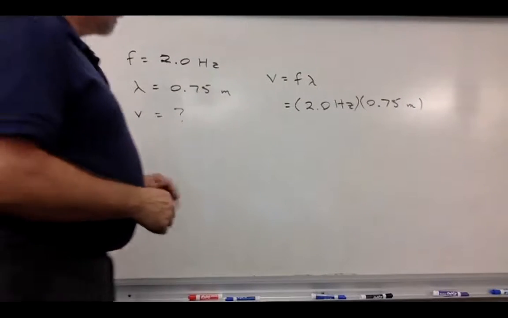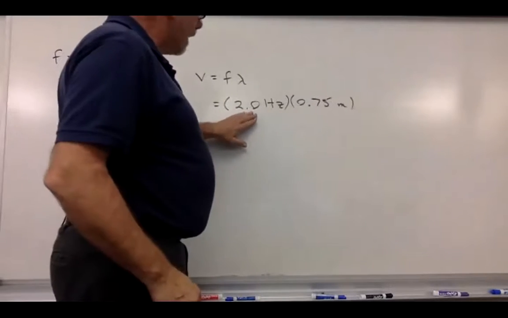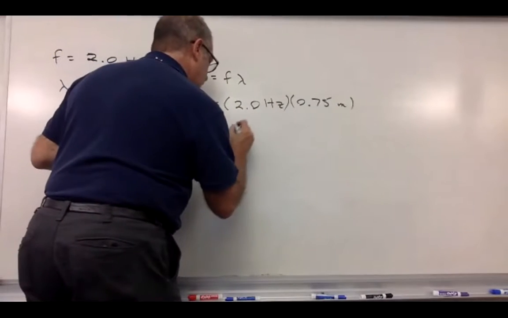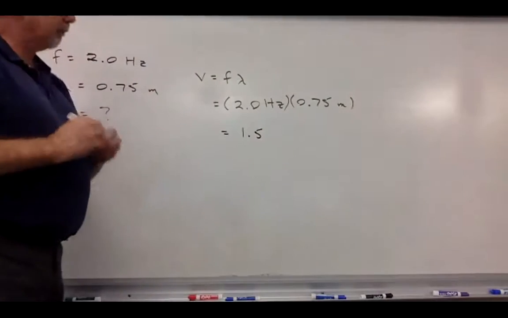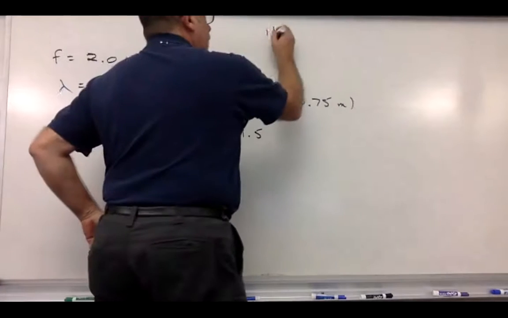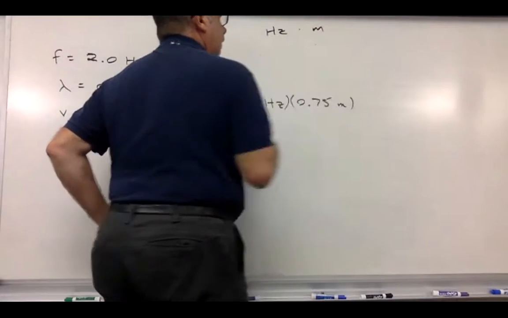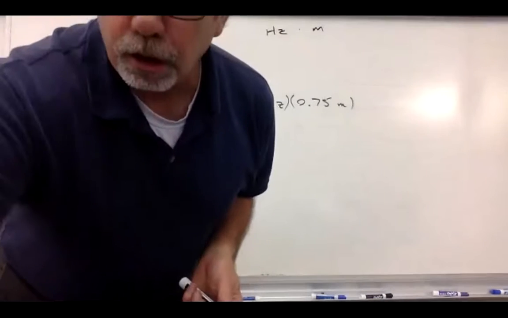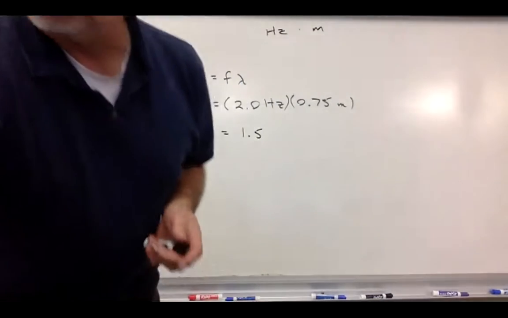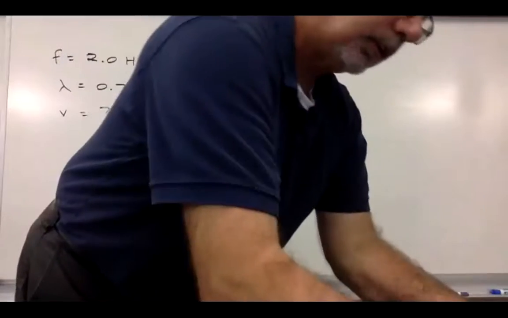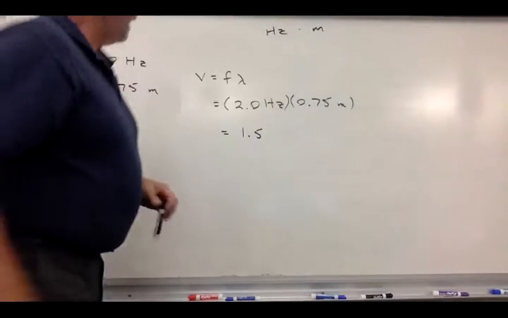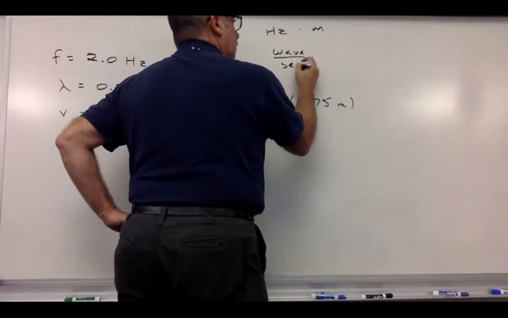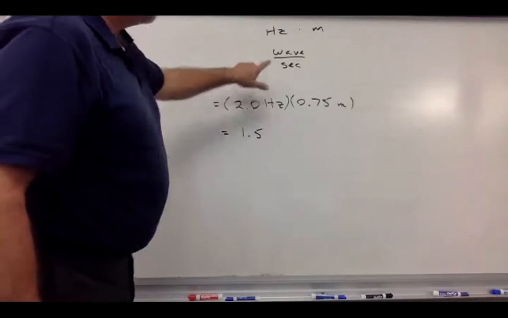Now, numerically, 2 times 0.75 is equal to 1.5. Now, what about the unit? We have a hertz times a meter. A hertz, if you recall, I defined a hertz to be a wave per second.